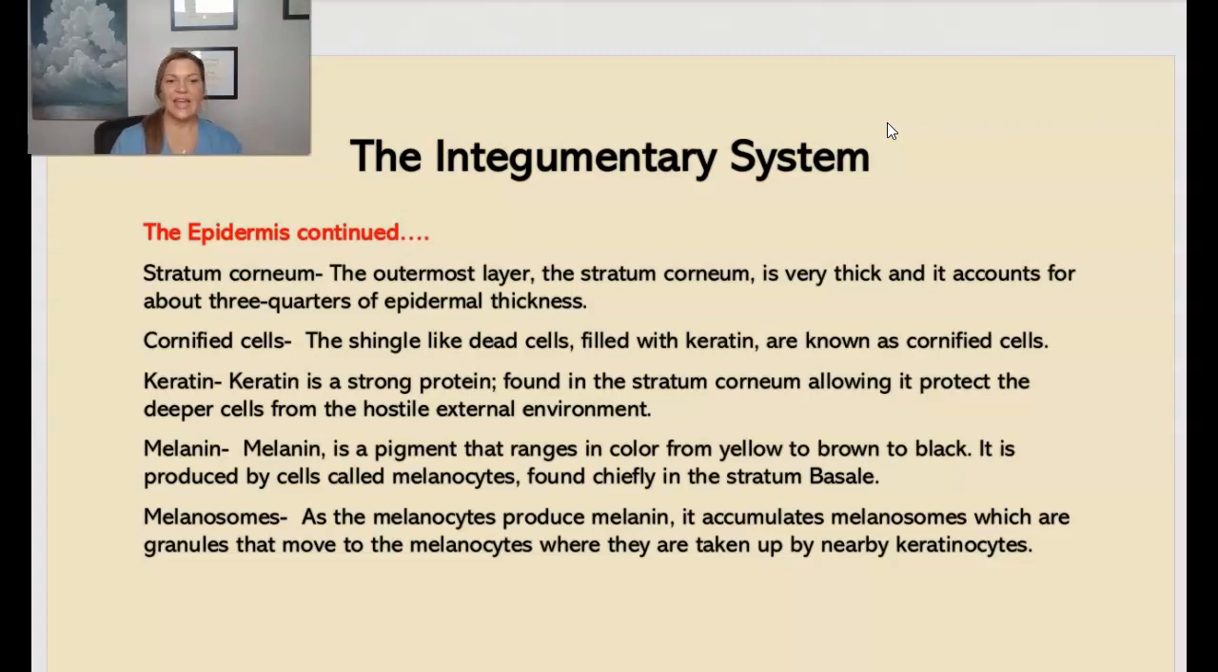We have melanin, a pigment that ranges in color from yellow to brown to black, and it is produced by cells called melanocytes, found chiefly in the stratum basale. Next, we have the melanosomes. As the melanocytes produce melanin, it accumulates in melanosomes, which are granules that move to the melanocytes' edges, where they are taken up by the nearby keratinocytes.